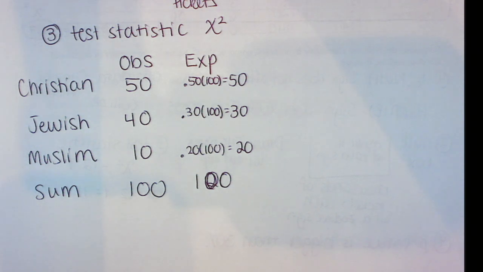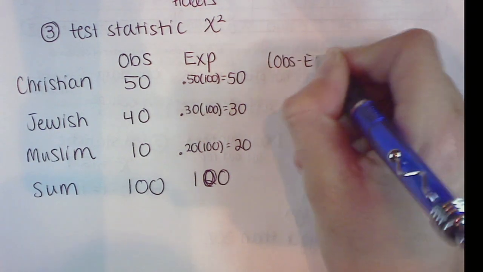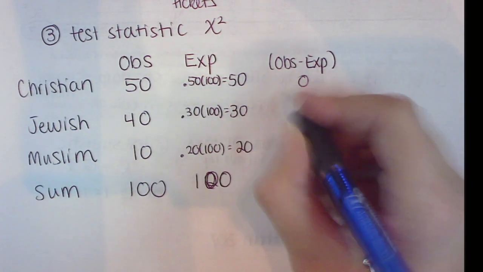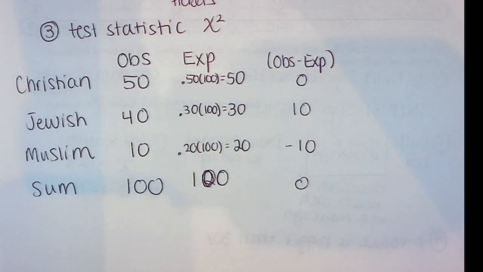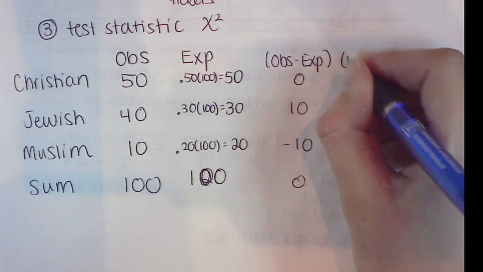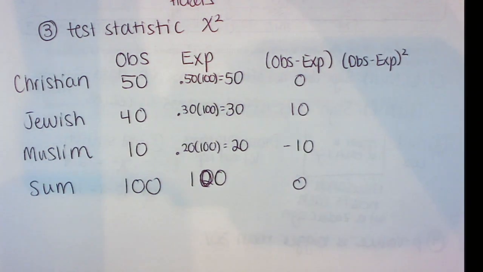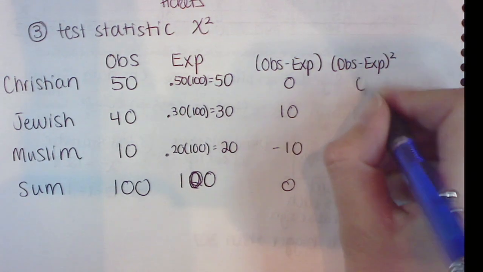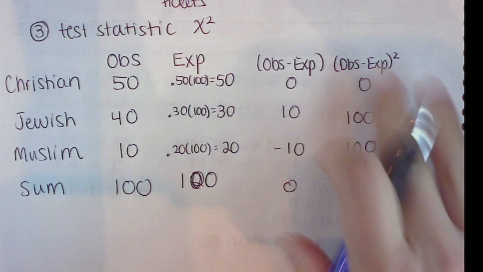And the next column, you guys will be given this on the exam, is actually observed minus expected. So 50 minus 50 is 0. 40 minus 30 is 10. 10 minus 20 is negative 10. So this sum should be 0, and we do see that, so that's good. In order to get rid of those negatives, I'm going to do observed minus expected squared as my next column. So 0 squared is 0. 10 squared is 100. Negative 10 squared is also 100. And if I sum those, I get 200.